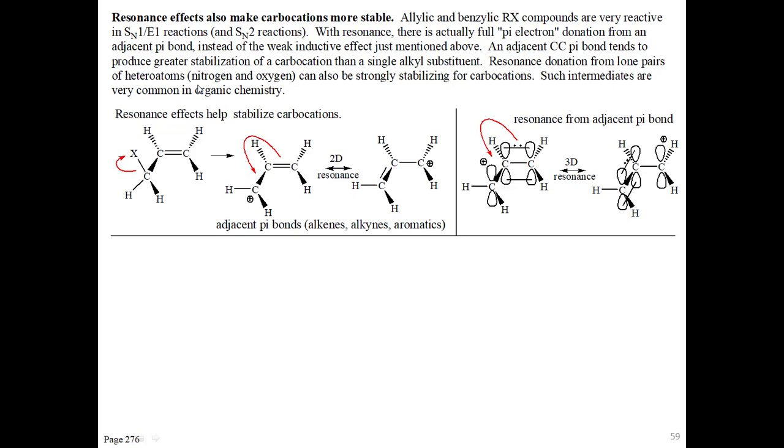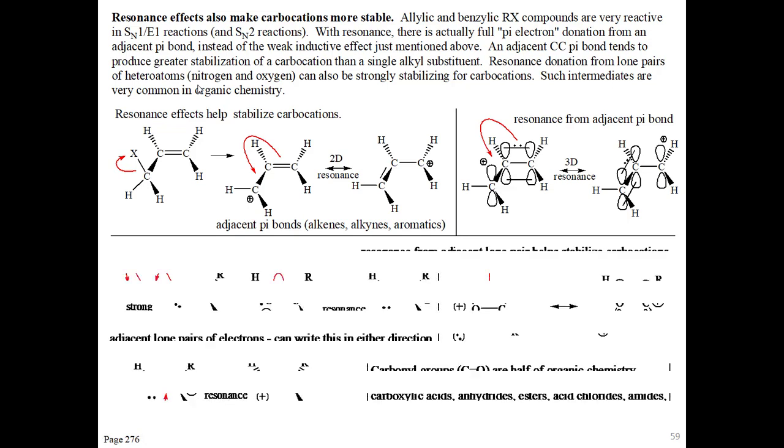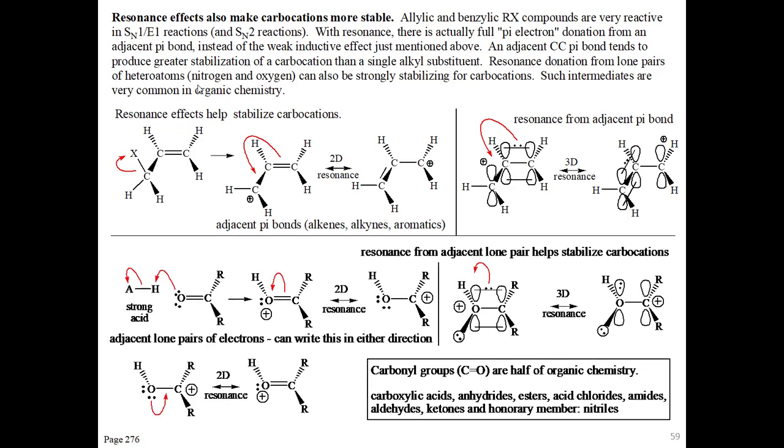Okay, so I tried to draw it a little more three-dimensionally here so that you can take a look. Remember, it's the parallel p orbitals that give rise to that overlap that we call resonance. Other resonance forms would be, say, a carbonyl. If I protonated the oxygen lone pair to the side, then I have the pi electrons here, and I could write this in different ways. I could write the positive on the oxygen, or I could move the electrons to the oxygen and write the positive on the carbon. So remember, that's in the p orbitals.